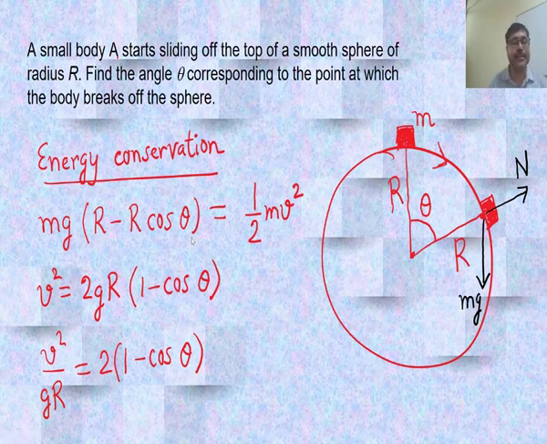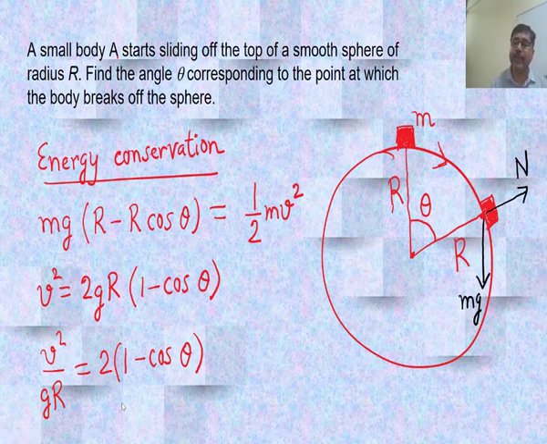And that reduction of the potential gives rise to the kinetic energy. So definitely, the potential energy change is getting transferred into the kinetic energy. From this expression, you can easily calculate your v square. So v square is nothing but 2gr into 1 minus cos theta. And then v square by gr becomes 2 into 1 minus cos theta. Let us leave the problem at this point.